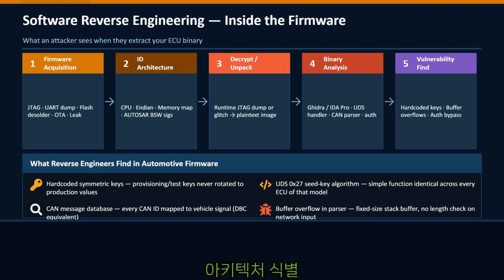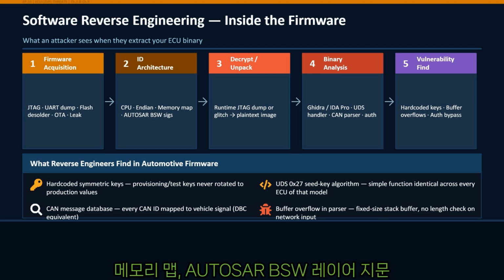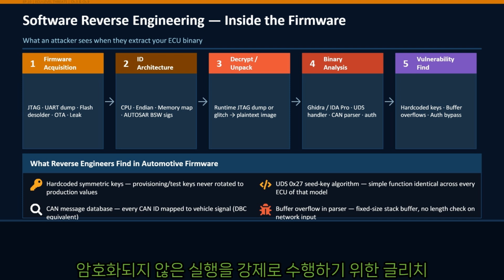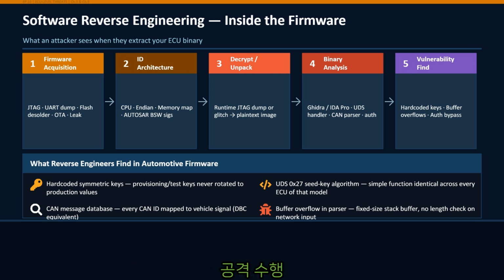Step 2, identify architecture: CPU family, NDNS, memory map, AUTOSAR BSW layer fingerprints. Step 3, decrypt: runtime JTAG RAM dump after boot decryption, or a glitch attack to force unencrypted execution. Step 4, binary analysis: GHIDRA or IDA Pro.